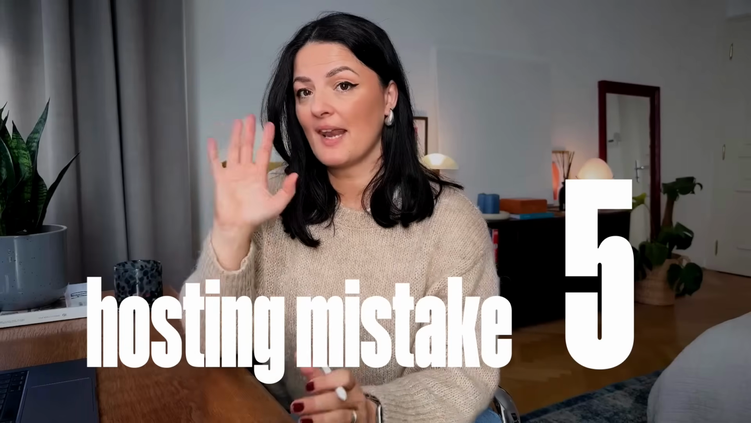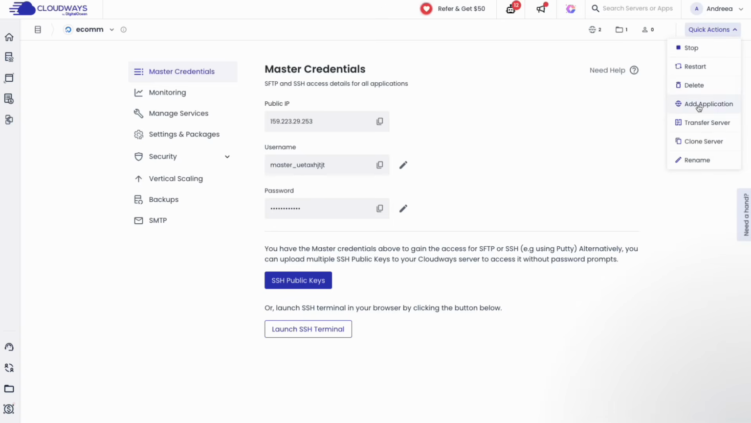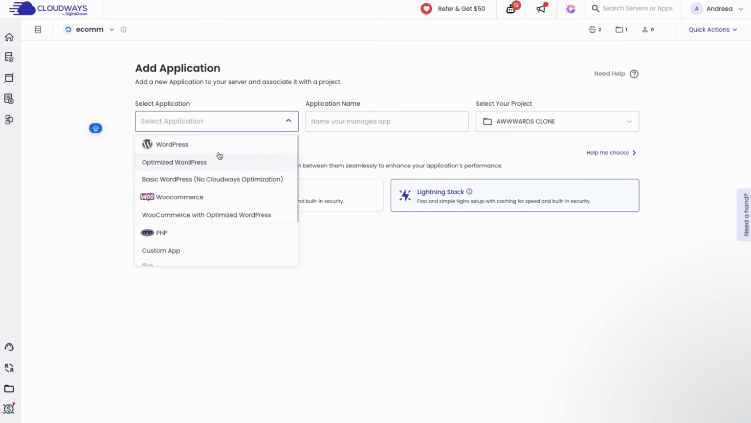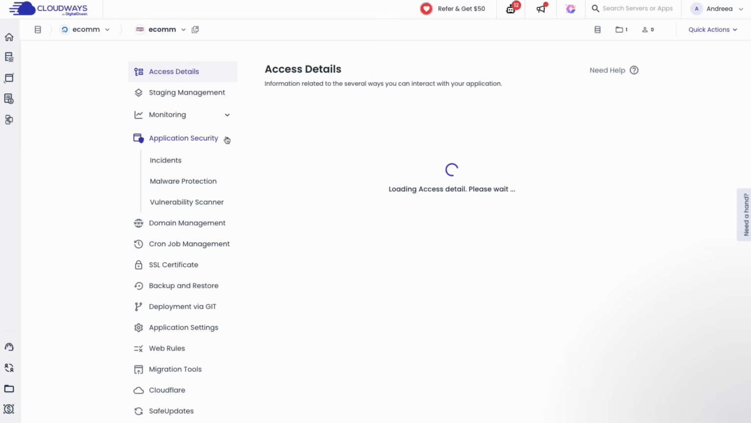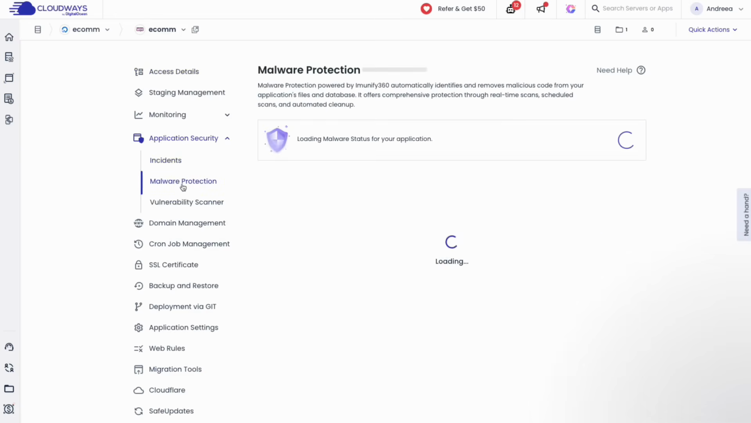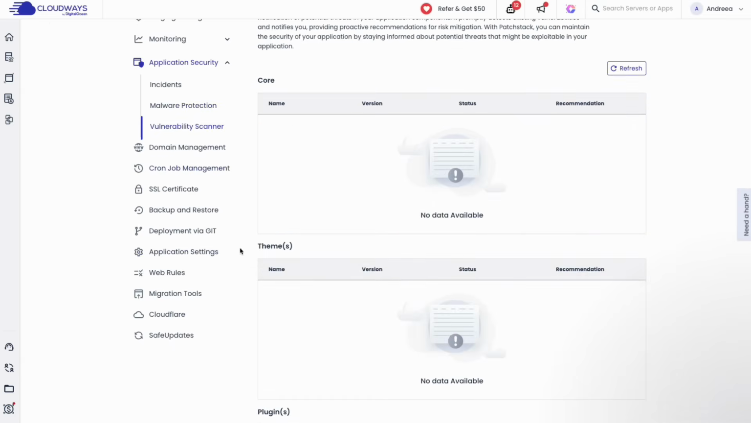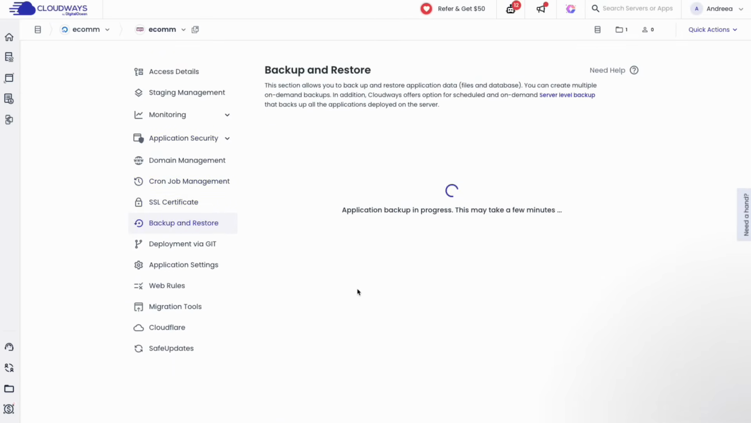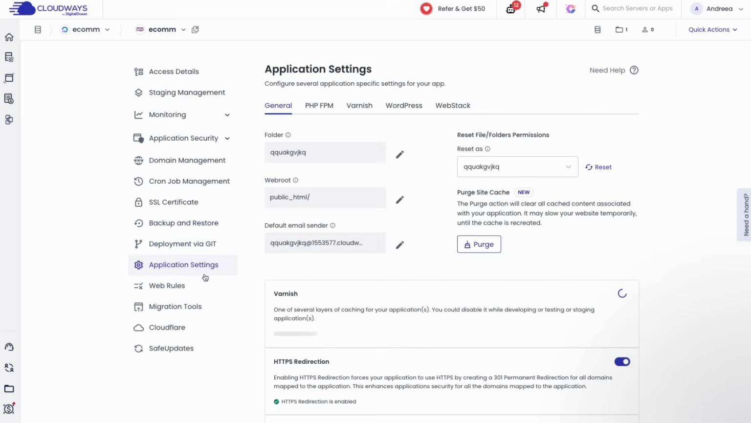And mistake number 5, no real server monitoring or visibility. Maybe you have experienced this. Sometimes you have no idea if your site is slow because of CPU spikes, database load, or low PHP memory. So you have to contact your hosting provider. But in the case of CLOUDWAYS, that is very visible. You have access to everything. You know what is going on with your website at any given moment.